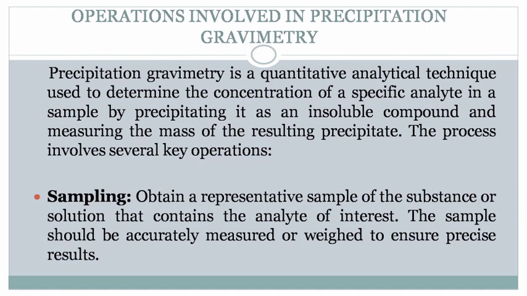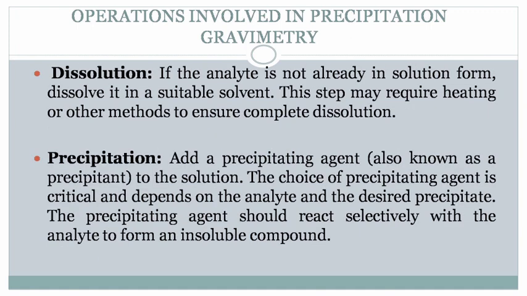First, sampling. Obtain a representative sample of the substance or solution that contains the analyte of interest. The sample should be accurately measured or weighed to ensure precise results. Second, dissolution. If the analyte is not already in solution form, dissolve it in a suitable solvent. This step may require heating or other methods to ensure complete dissolution.